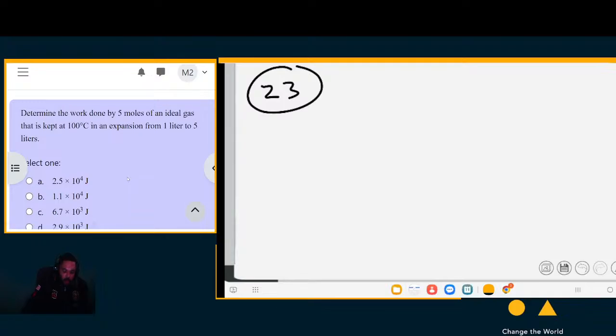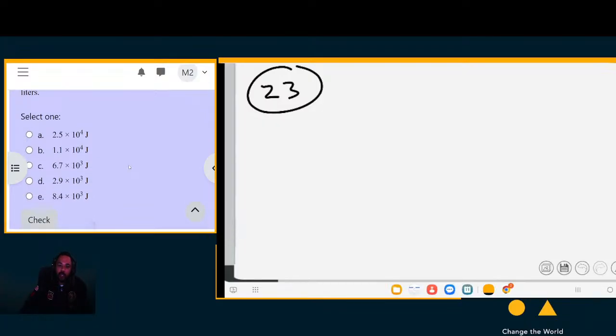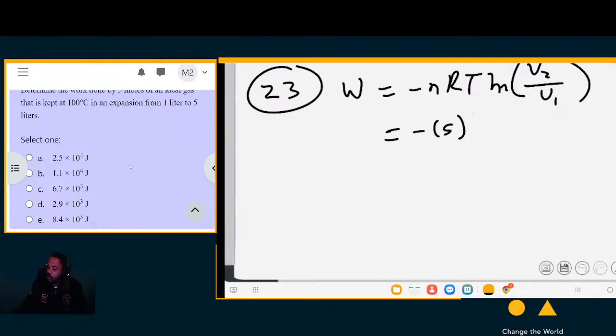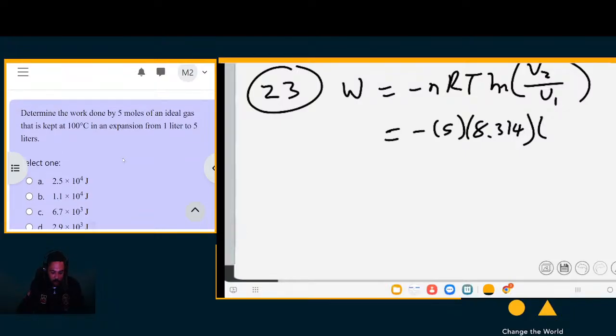Determine the work done by 5 moles of an ideal gas that is kept at 100 degrees Celsius in an expansion from 1 liter to 5 liters. Okay, so work is equal to negative nRT. You will learn more about this in second year. The ln of volume 2 over volume 1, where volume 2 is the expanded or contracted volume. So it's negative. The moles is 5. R is the gas constant 8.314. The temperature is 100 degrees Celsius. So that's 373.15.